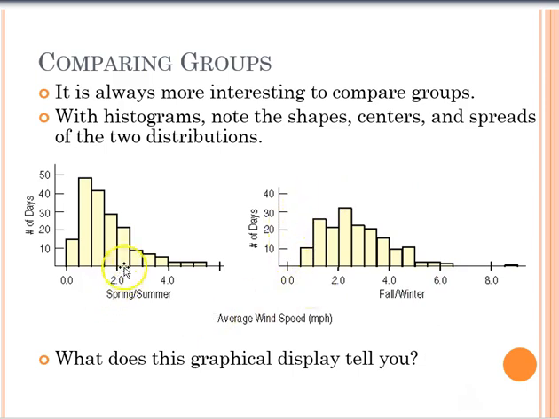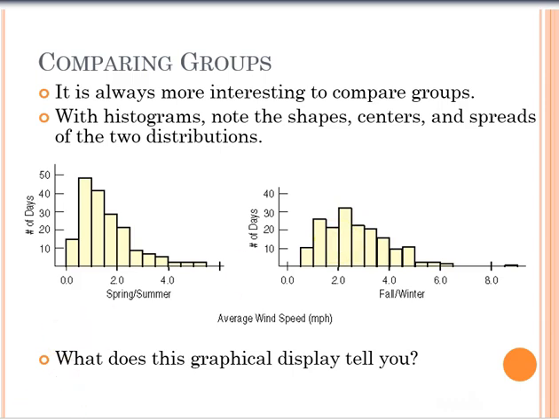And you can see that the distributions are still skewed to the right, but that the average daily wind speeds for the fall and the winter are much higher than for the spring and summer. And this is consistent with what we experience here in Illinois. For the spring and the summer, most of the days have an average daily wind speed of between 0 and 2 miles per hour. But in the winter and the fall, the average daily wind speed tends to fall above 0 and below 4. So it's much windier in the winter and the fall.